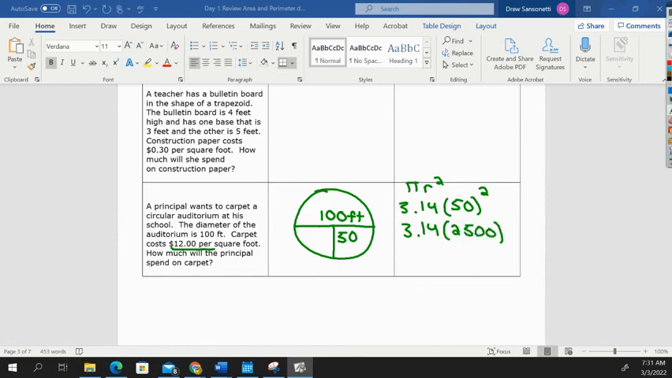All right, we'll multiply those together. 7,850. So we're going to take that number, 7,850, and multiply that by $12. And we'll get our final answer. And this will be one expensive auditorium carpet. It's going to cost us $94,200. So think about next time you're in the auditorium, look down on the carpet. Now you know how much it will cost.